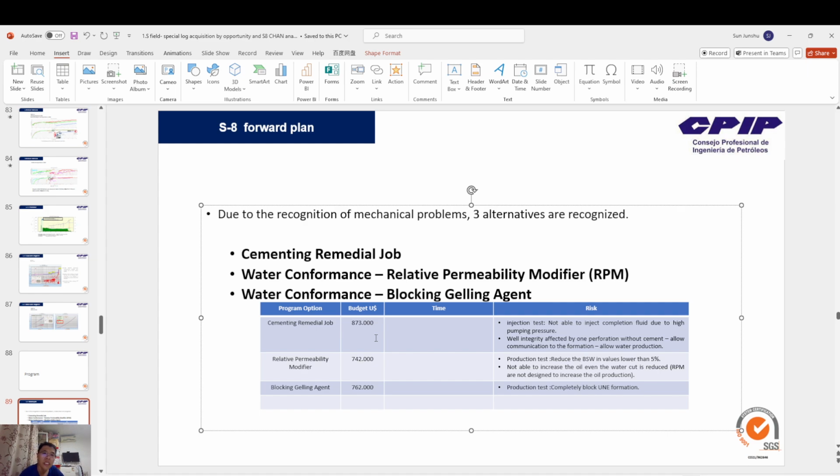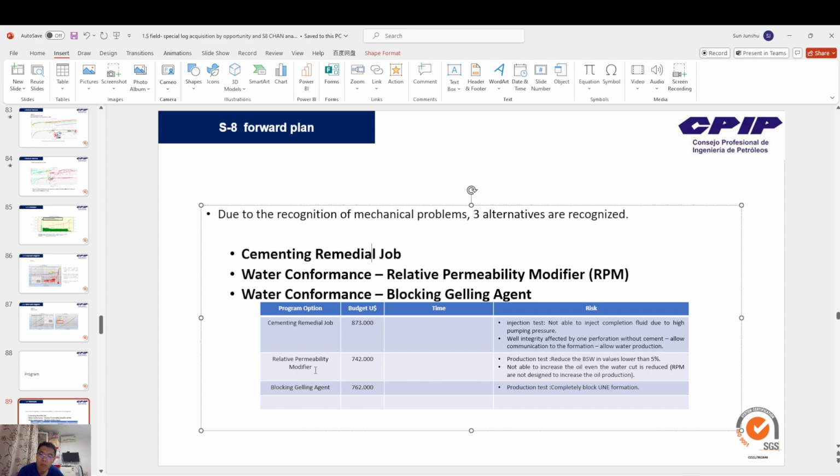Risk: injection test, not able to inject completion fluid due to high pumping pressure. Well integrity affected by one perforation without cement, allowing communication to the formation, allowing water production.